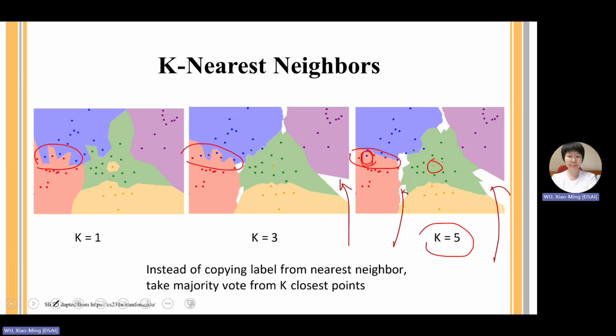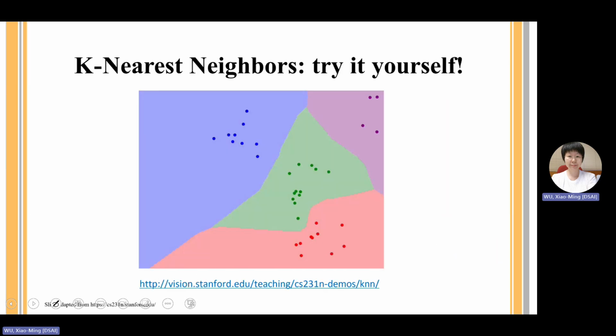They represent the cases when the majority votes are tied for at least two classes. Because we have five, the votings are tied. We couldn't decide which class to assign because the votings are tied. So you can go to this website and try. There's a demo there. You can try the k-nearest neighbor classifier by yourself.